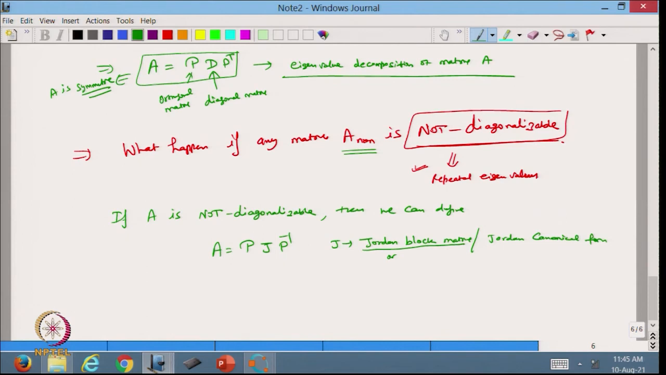So, what is J here? J is not a diagonal matrix, but J has Jordan blocks of this type. Let us see this for a suppose 3 cross 3 matrix A, and suppose its eigenvalue is lambda, lambda, lambda. This is my repeated eigenvalue here, so the algebraic multiplicity of lambda is 3, and let the geometric multiplicity of lambda be 2. Let us take all the cases on the next one.